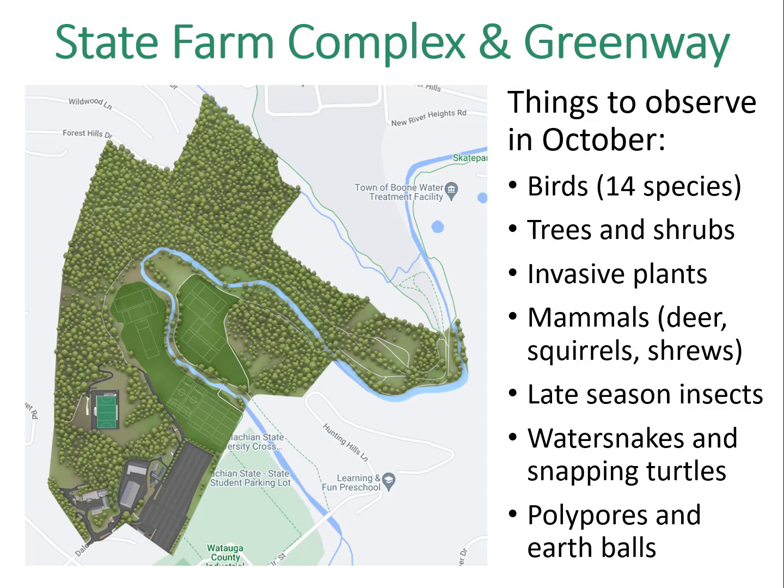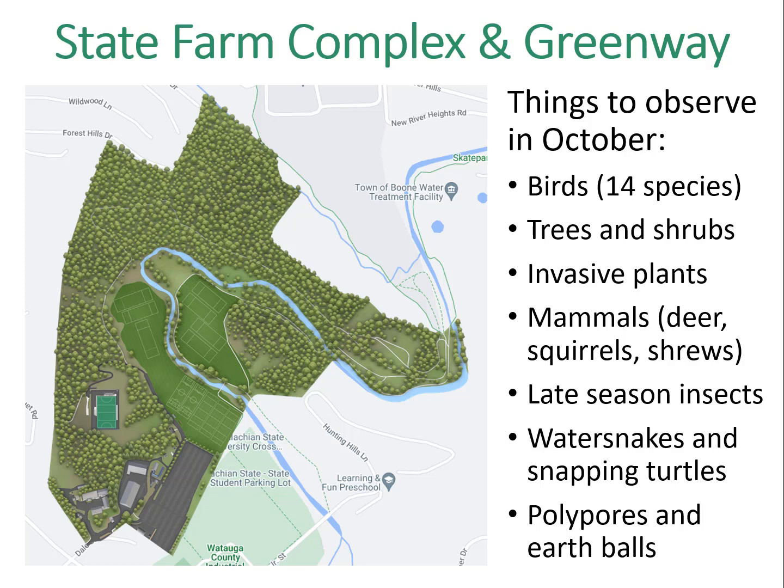Over at the Greenway around the State Farm complex, observations are dominated by birds, and so far 14 species have been seen here in October. So we can try if we can capture those observations again and maybe even add a few. Once again, the trees and shrubs, and even once the leaves are down, you can usually still identify them using winter tree ID keys, as well as quite a few invasive plants that have been reported in this area. For animals, we have quite a few observations of mammals in this area, for example deer, some late-season insects, and even some reptiles.